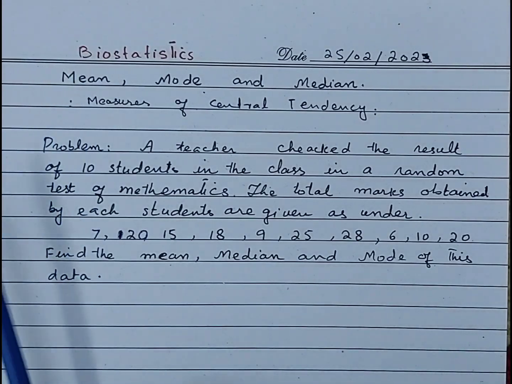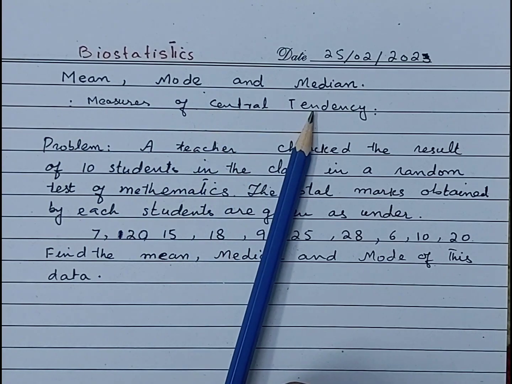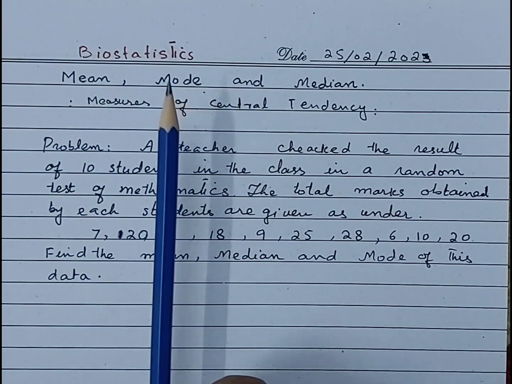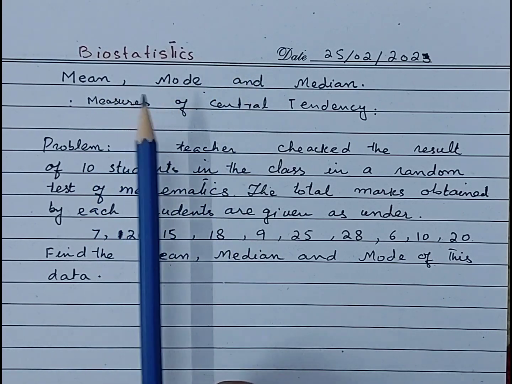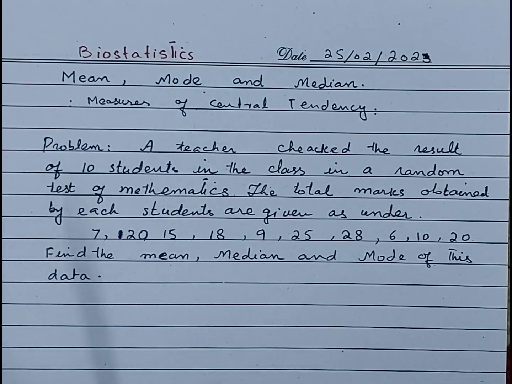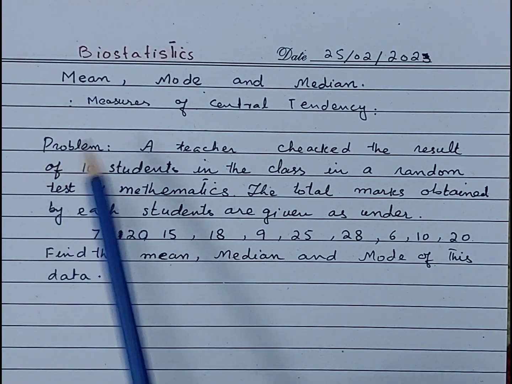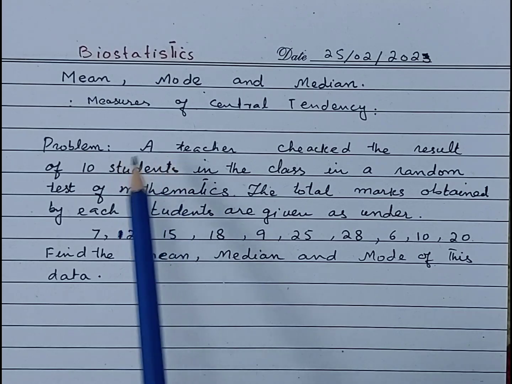Bismillahirrahmanirrahim. This is the lecture of biostatistics, and we have a topic of measures of central tendency. In biostatistics, mean, mode, and median are called measures of central tendency. Measures of central tendency are of prime importance in the study of biostatistics. We will understand their importance by the following example.